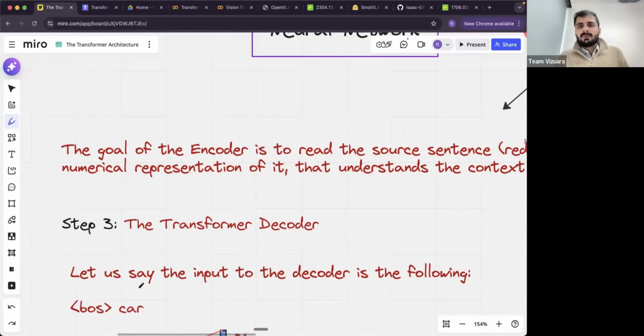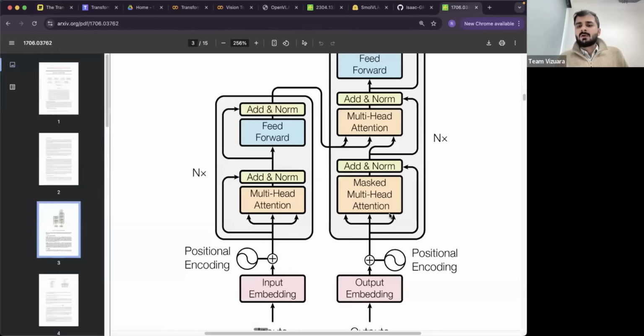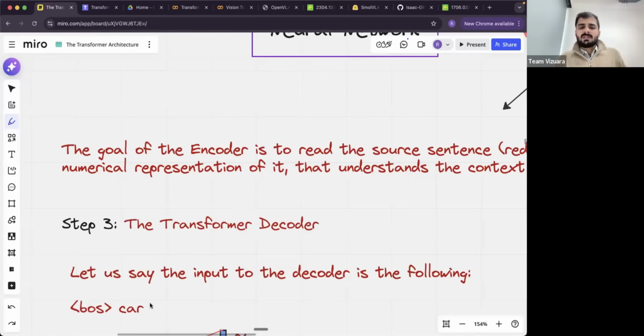Okay, so now if you look at this decoder step, which is over here, we have now covered this left part of the diagram and we are moving to the right part of the diagram. The first step of the decoder is again to convert this into input embeddings.